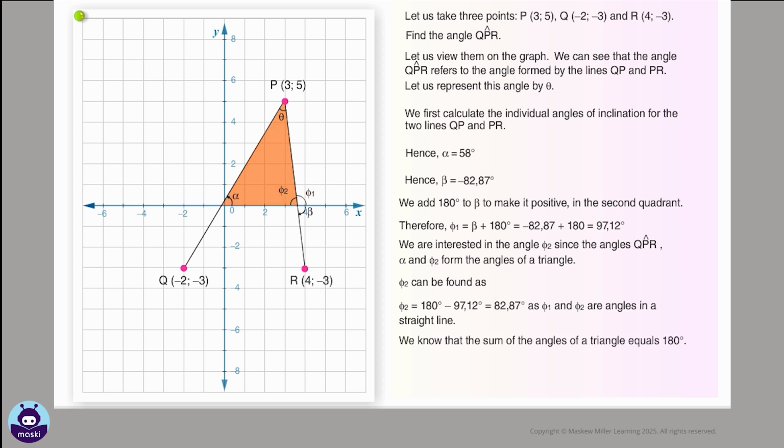We know that the sum of the angles of a triangle equals 180 degrees. Hence QPR plus alpha plus pi 2 is equal to 180 degrees. QPR is equal to 180 degrees minus alpha minus pi 2, which is equal to 180 degrees minus 58 degrees minus 82.87 degrees, which is equal to 39.13 degrees.